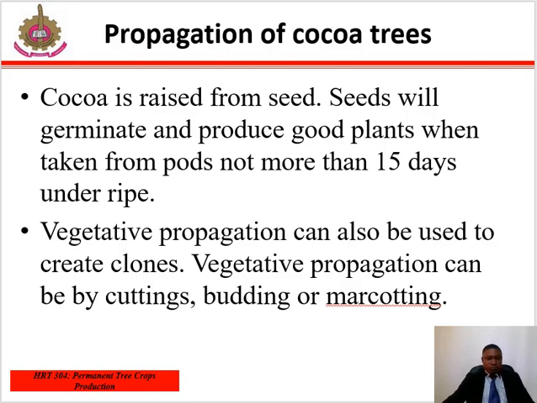Marcotting. A strip of the bark is removed from a branch and the area covered in sawdust and a polythene sheet. The wood will produce roots, and the branch can then be chopped off and planted again.